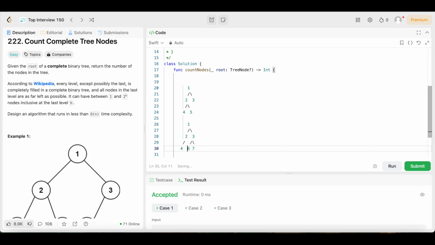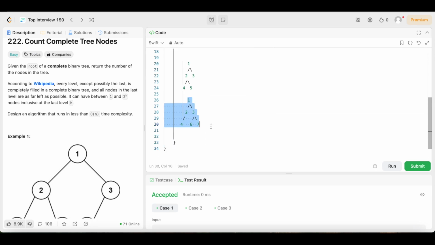It's missing a node right here, right? So there's a gap in the nodes, meaning these nodes are not pushed as far left as possible, which means it's not a complete binary tree because it doesn't satisfy the necessary requirements. So now let's look at one more example of what would not be a complete binary tree, and then we can move on and start to understand our solution and the question a little bit better. So this right here would be another example. Say it looks something like this, right?